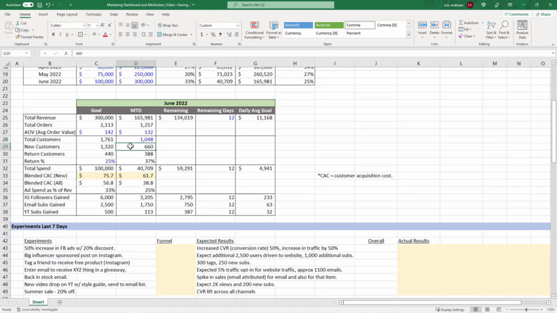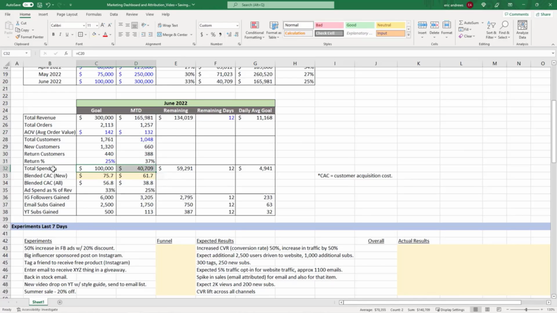Then you have the breakdown of your new customers and your returning customers. You need to break this down to understand how your prospecting is going for marketing. We targeted to have about 25% of our customers come as returners, and we're actually about 37%. That either means we're driving really strong customer retention, or that our new customer numbers are low and the returners are just a higher percent because this number is too low. So we need to dive into that as well.